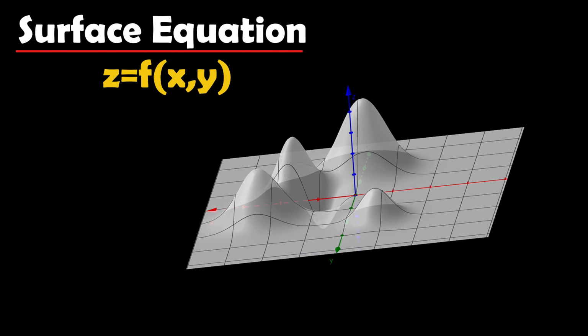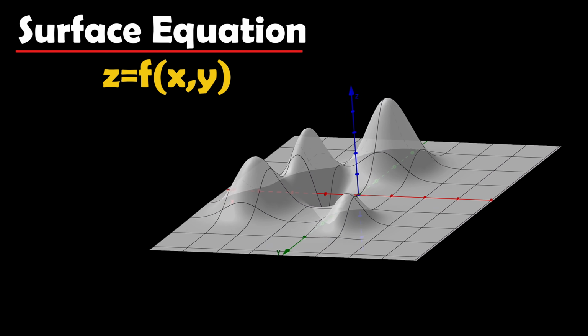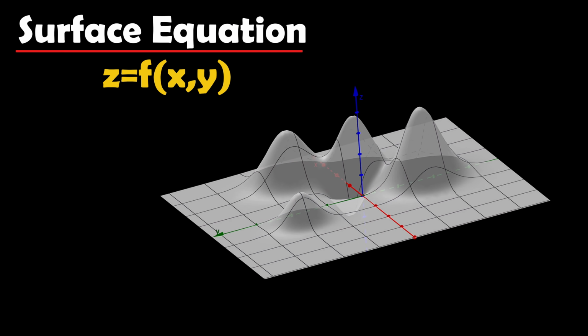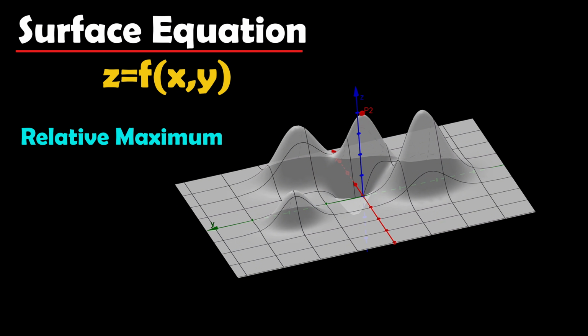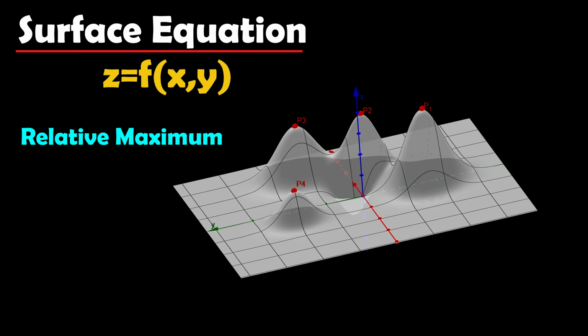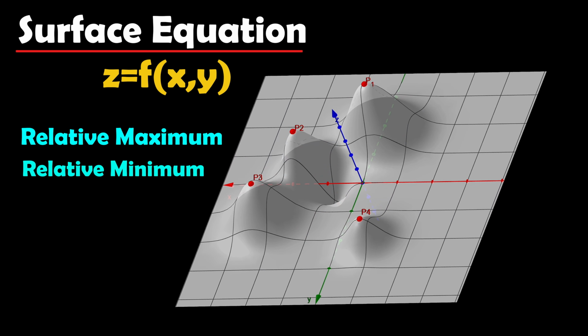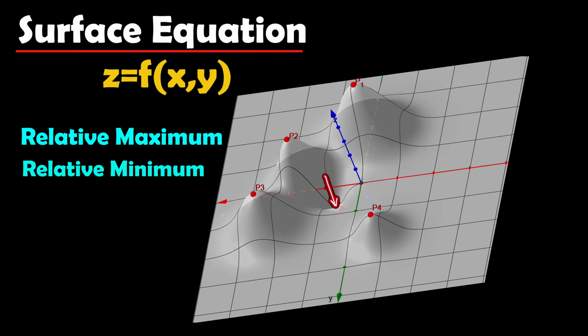Suppose that the function f represents the graph of these mountains. Then the peak of each mountain corresponds to the relative maximum point of f. We have these points, while the lowest part of this terrain represents the relative minimum point, which is at the point p sub 0.